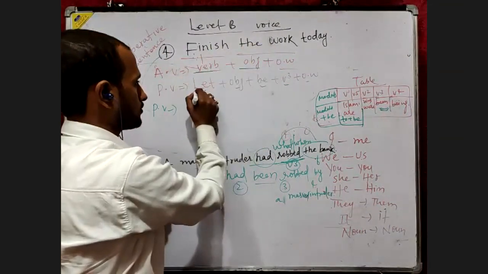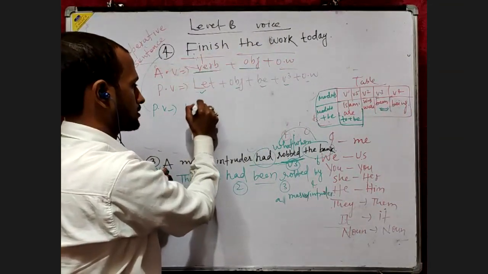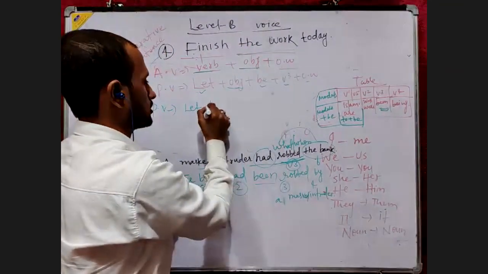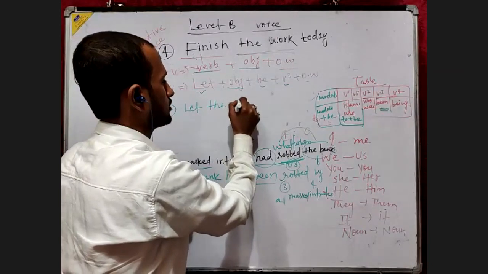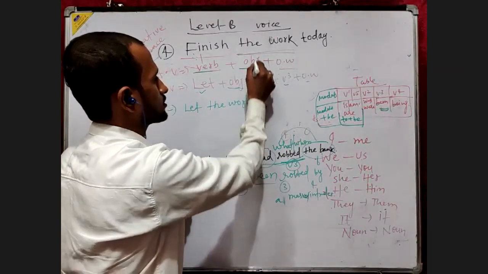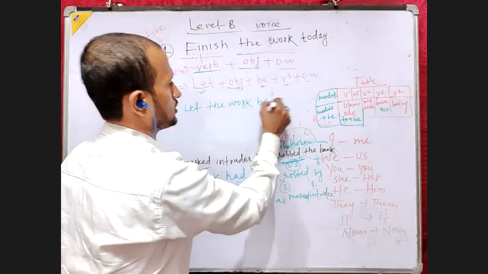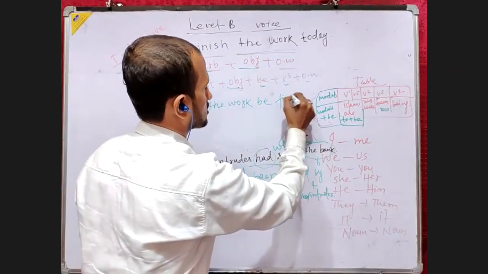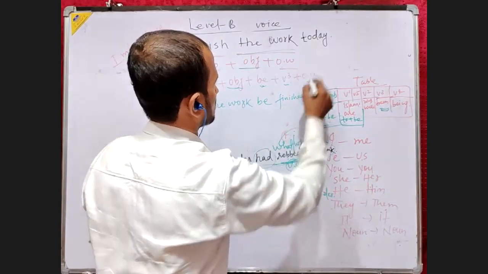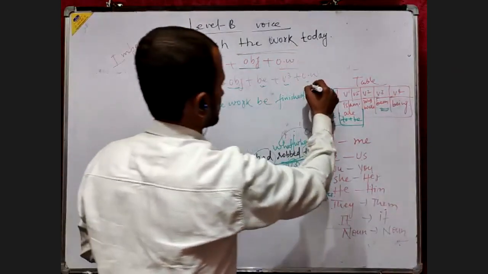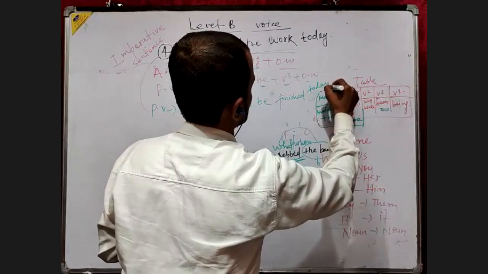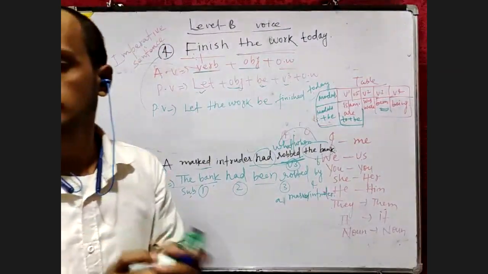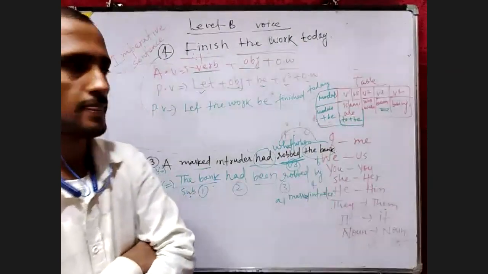Finish the work. Firstly, we have to write let. Then we have to write the object. What is the object? The work. Then we have to write be. Then V3. What is the V3? Finish, finished. And then other words. Other words will be today. Today will be the same here. Is it clear, everyone? Yes, sir. Okay.